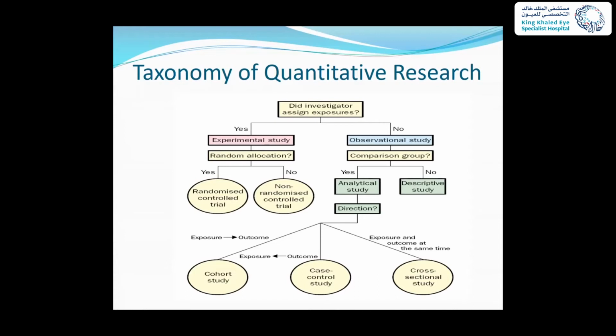So it's very important to keep in mind that we have two large arms, experimental or interventional versus observational. In the interventional, we have randomized versus non-randomized. For sure, there are more details about blinding that we'll talk about in a few seconds. And in the observational, we have two major groups, descriptive and analytical. And in the analytical, there are three subgroups, which are cohort, case control, and cross-sectional.